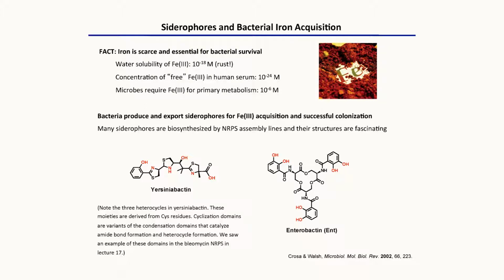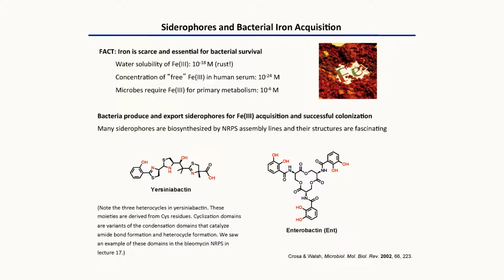And so I just show you two examples here. And we have enterobactin, which we're going to focus on today. And this is really just a wonderful molecule. Yersiniabactin, and I put this up here in part because there were some questions about those cyclization domains in the bleomycin gene cluster that we looked at that assembly line on Monday. And this is another example where cyclization of cysteine residues occurs in order to give the final natural product via those modified condensation domains here.